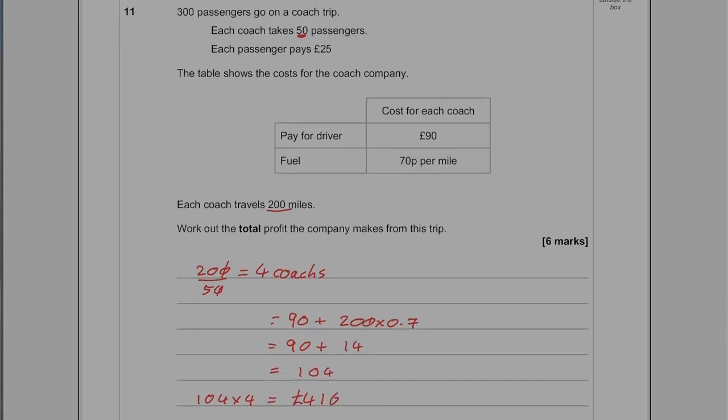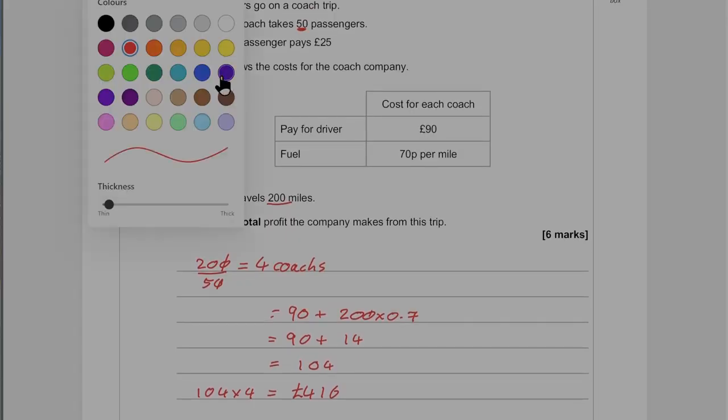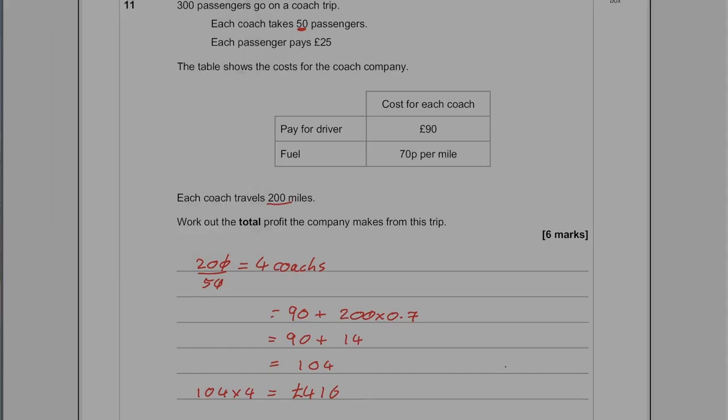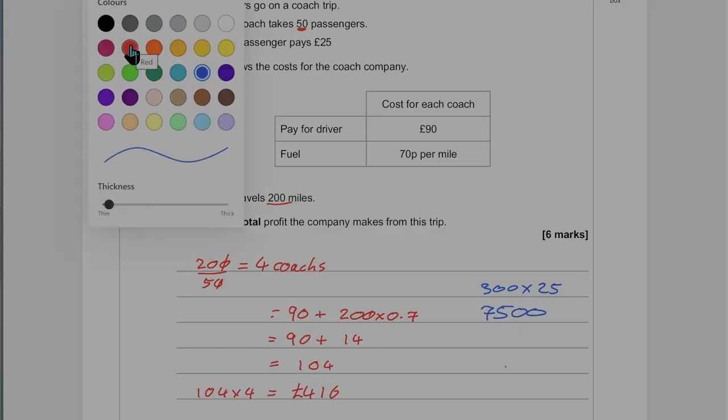Next thing we need to do: each passenger pays £25. And then the amount of money that's going to be made is going to be 300 times by 25. So that would be 75 with 2 zeros. And I think I've made a mistake here because this is just a big difference in numbers. Yes, I have. I've missed a 0 off here. So let me add that on.